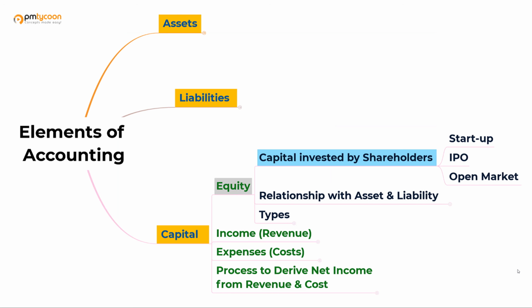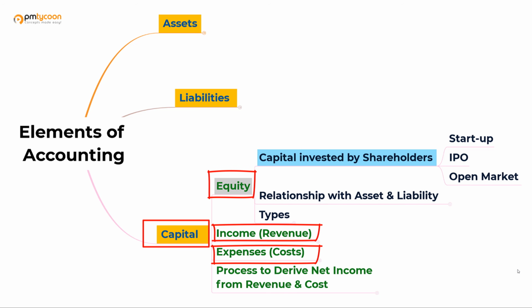Now let's look at the other crucial elements of accounting, which is capital. Capital is further divided into three sections: equity, income, and expense. Income is also called revenue. Expense is also called cost. Let's start with equity. Let me explain this with an example.